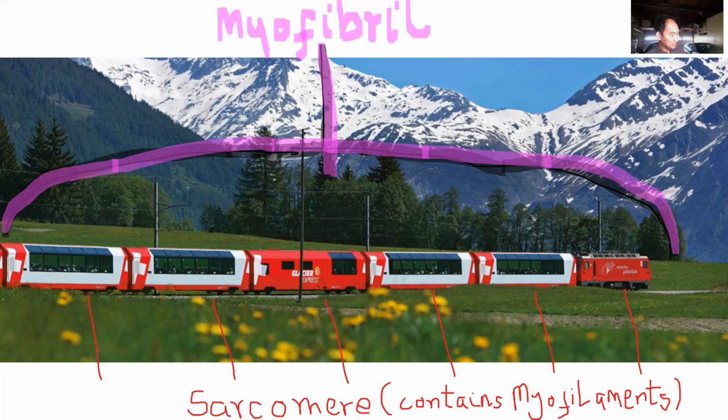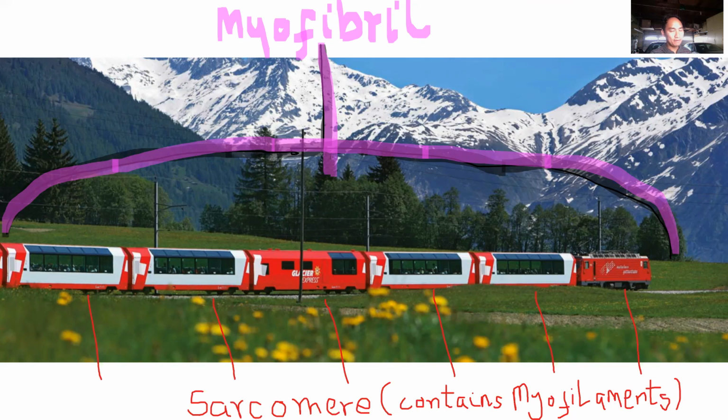Inside the sarcomere, or inside the coach of the train, there will be passengers, which are equivalent to the myofilaments, which are actin and myosin and some other proteins. So don't forget this picture. A sarcomere is equivalent to a coach of a train, and arranged in linear fashion, it will be called a myofibril.